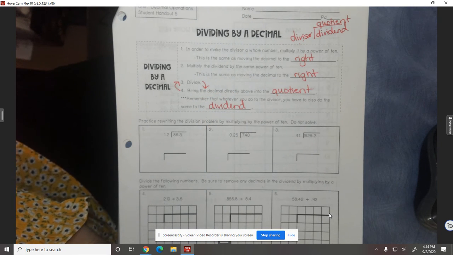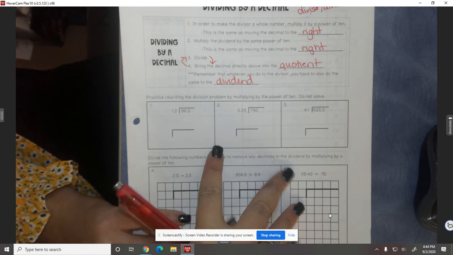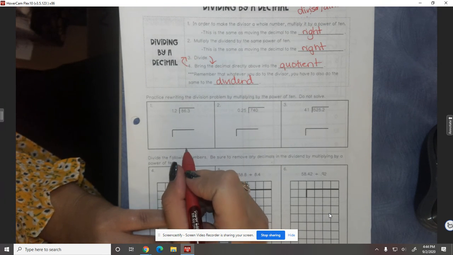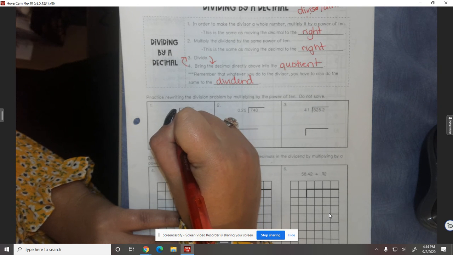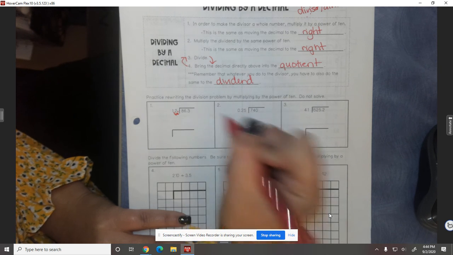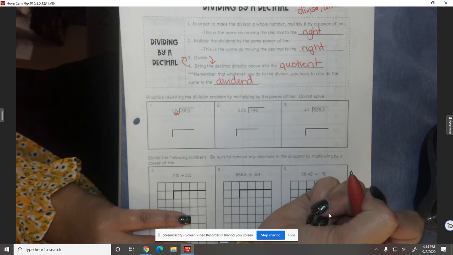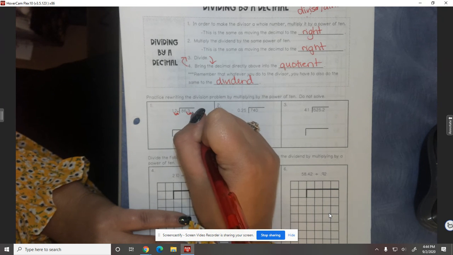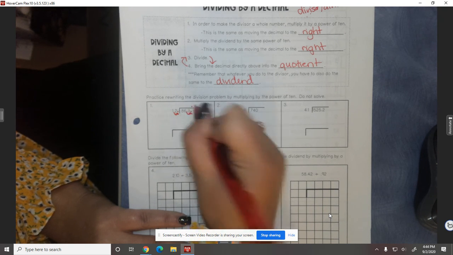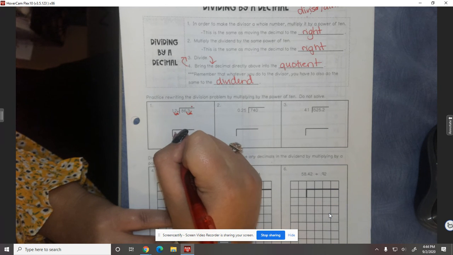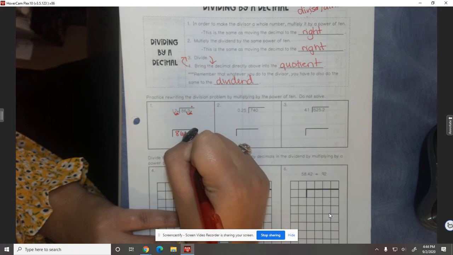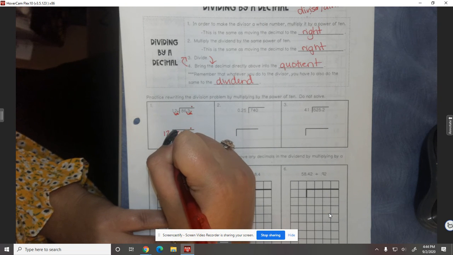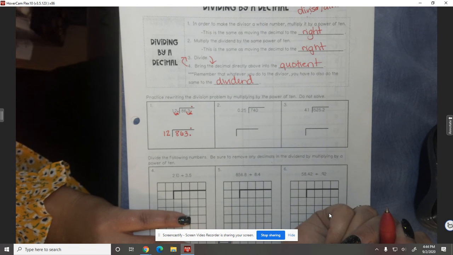Okay, so here is where we practice some of it. So we have 1 2/10 is the divisor, and it's not a whole number. We want to make it a whole number. So we're going to move it over 1 space and make it a whole number. So now we have 12. We're going to do the same exact thing here. We move it 1 space and then bring it directly up. So now we have 863, don't forget our decimals, divided by 12.